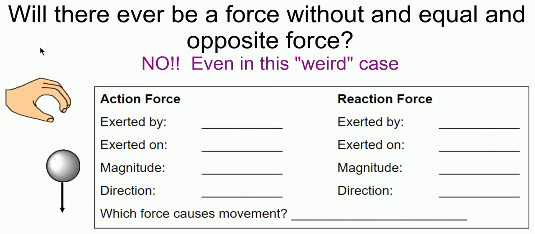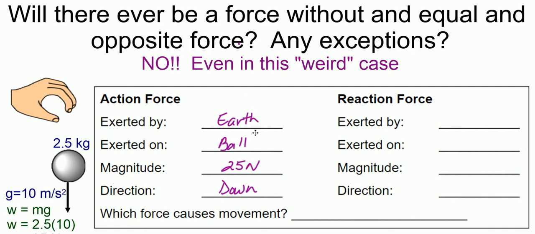And even in this weird example here, the ball's falling here, right? I think it's probably clear to you that the action force is gravity, right? And here's the action force. It's the earth pulling the ball down. That's where gravity comes from. The earth pulling the ball down, and it's blocked out down here. You probably can't see it, but we have our weight formula over here. W equals mg. The mass is 2.5. The weight is 25 newtons. So the magnitude is 25 newtons, and of course this is down. That's gravity, correct?